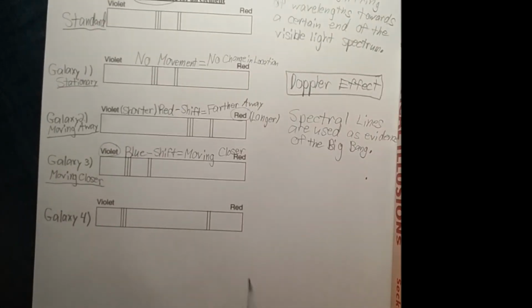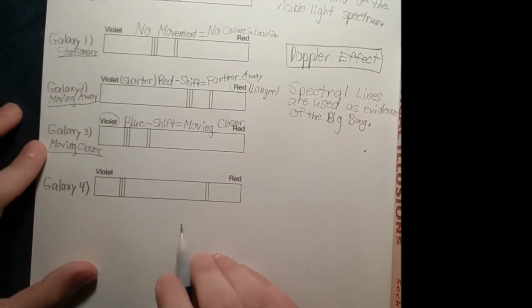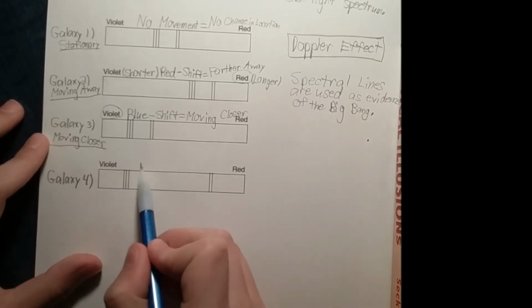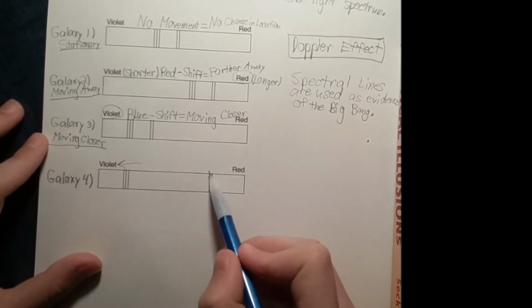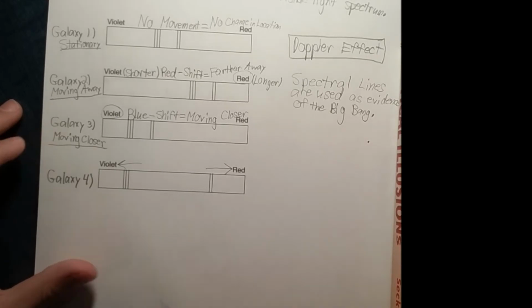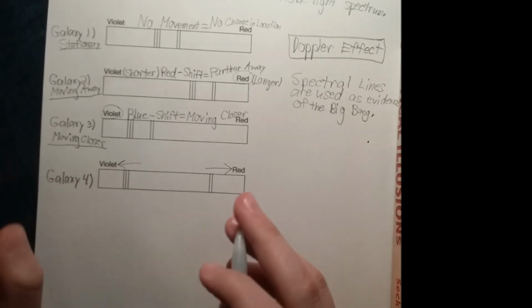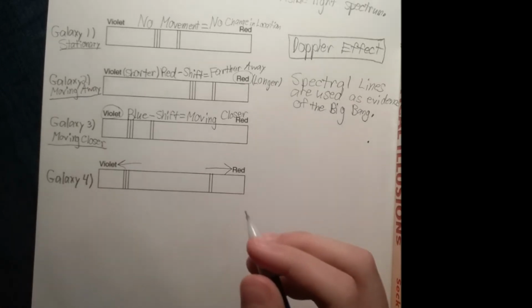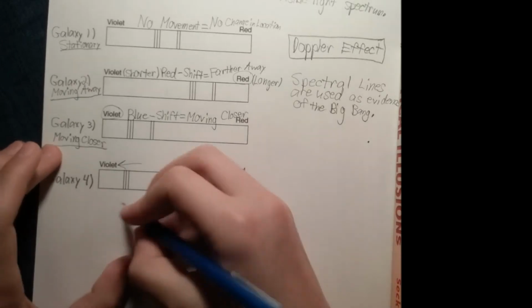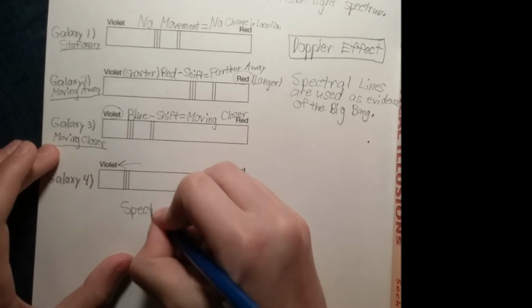Okay, so galaxy 4. This one is actually an interesting set of spectral lines because this is actually an impossible scenario, because you cannot have part of the spectral lines going towards the violet end of the spectrum and part of them going towards the red end of the spectrum. So this is impossible, and that's because the spectral lines cannot be shifted towards both ends of the spectrum. So we're just going to write that down.